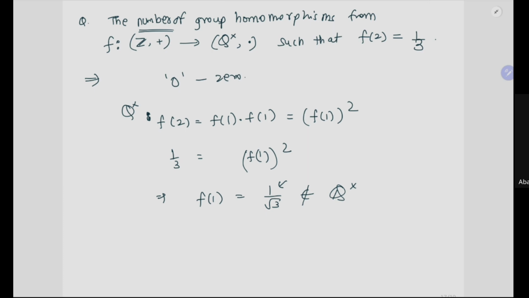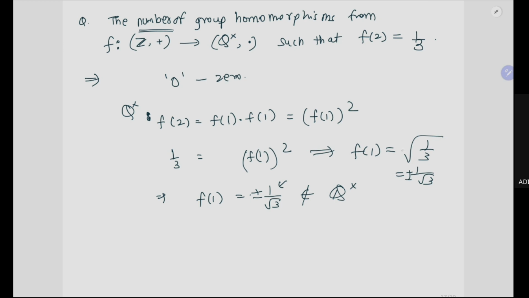Ma'am, why did 1 by root 3 come? F of 1 square is 1 by 3. So f of 1 could be plus or minus, but from this I am getting that f of 1 is equal to root of 1 by 3.